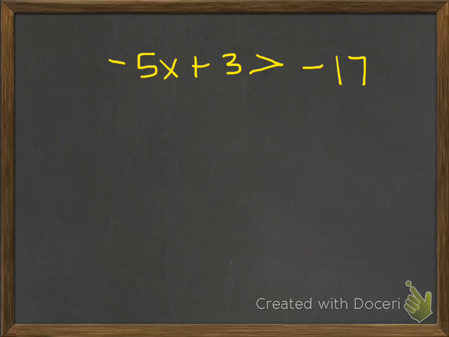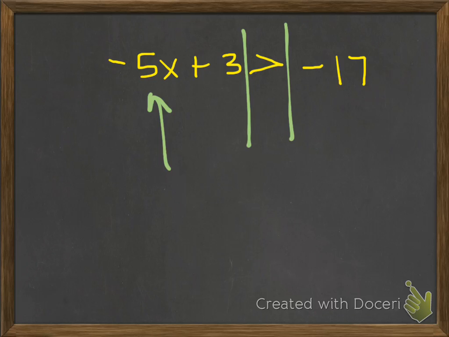Take a look at this. Negative 5x plus 3 is greater than negative 17. First things first, I can see I'm dealing with an inequality sign. I'm dealing with the greater than sign. I'm going to put my lines around it so again I can pay attention to the left side and to the right side. On the left side, I see I just have negative 5x.